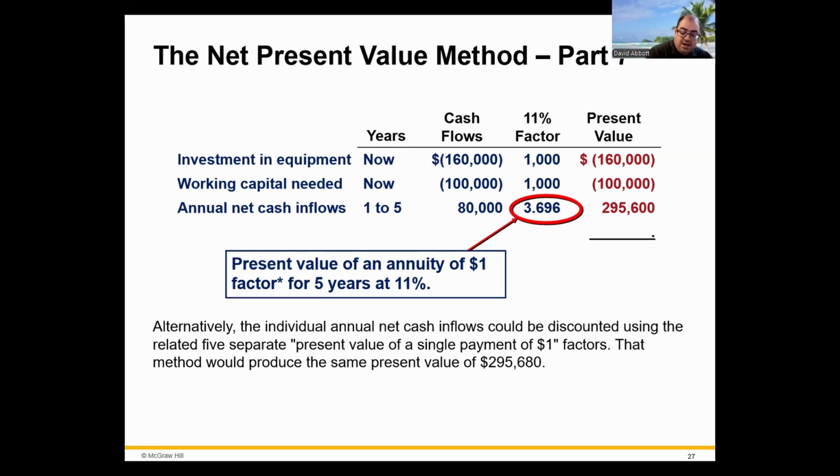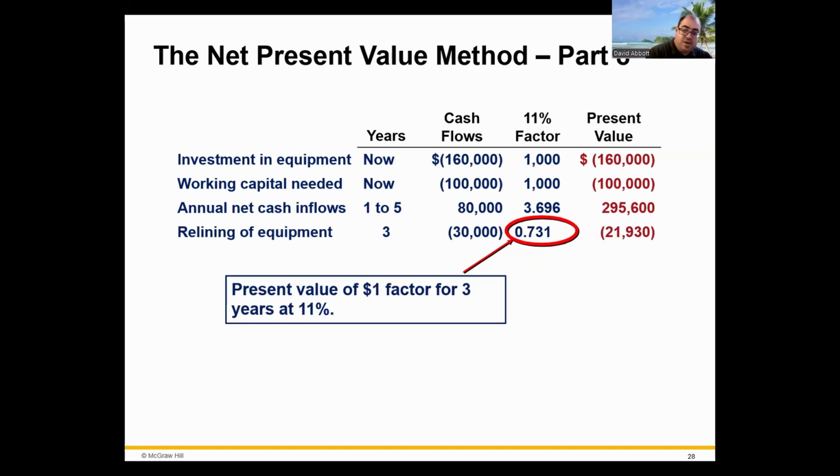Further, the individual net annual cash inflow of 80,000 could be discounted using the related five separate present value of a single payment of $1 factors. This would produce the same present value of 295,680. Now, the present value factor of $1 for 3 years at 11% is 0.731. Therefore, the present value of the cost of relining the equipment in 3 years is 21,930.